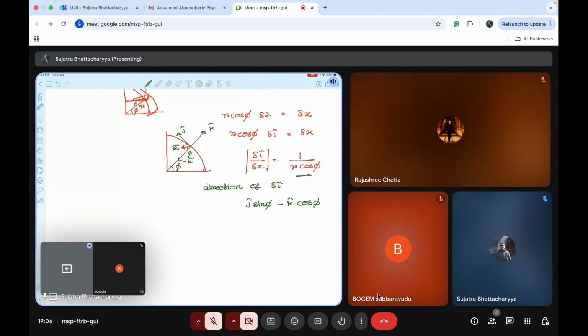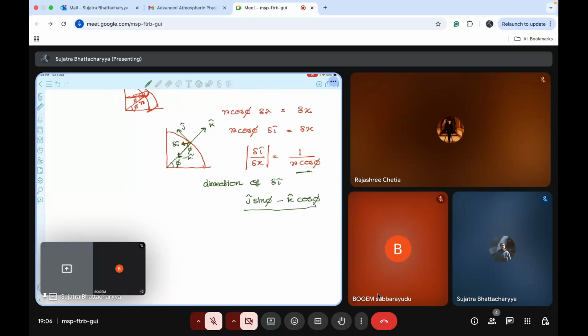See, this is your j hat. This is angle 5. So it will be j hat sine 5 in this direction. K hat is positive here. Minus k hat will be in this direction. And there is a phi here. It will be minus k hat cos phi. That's all. This is the direction.